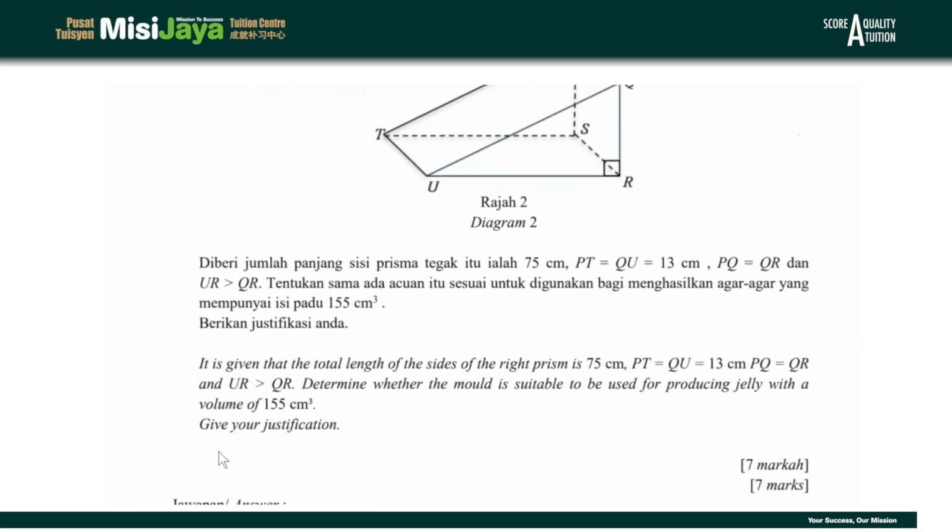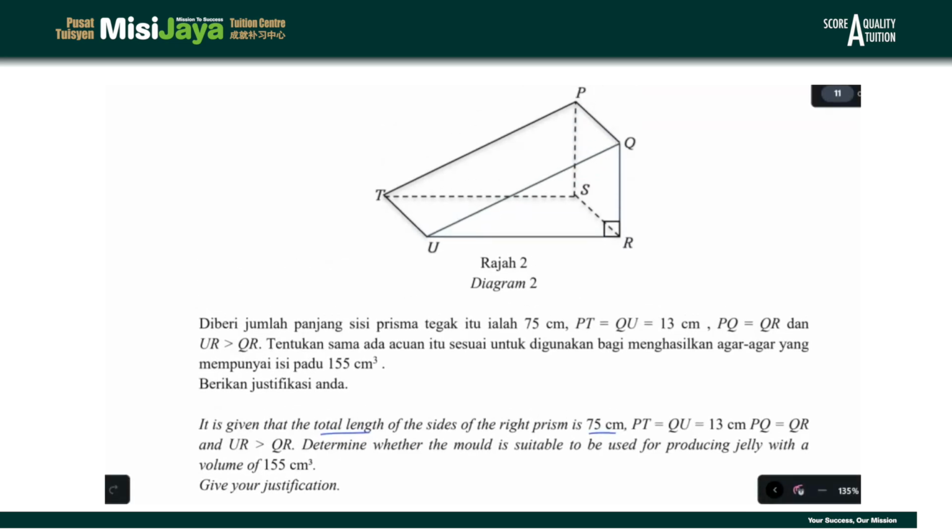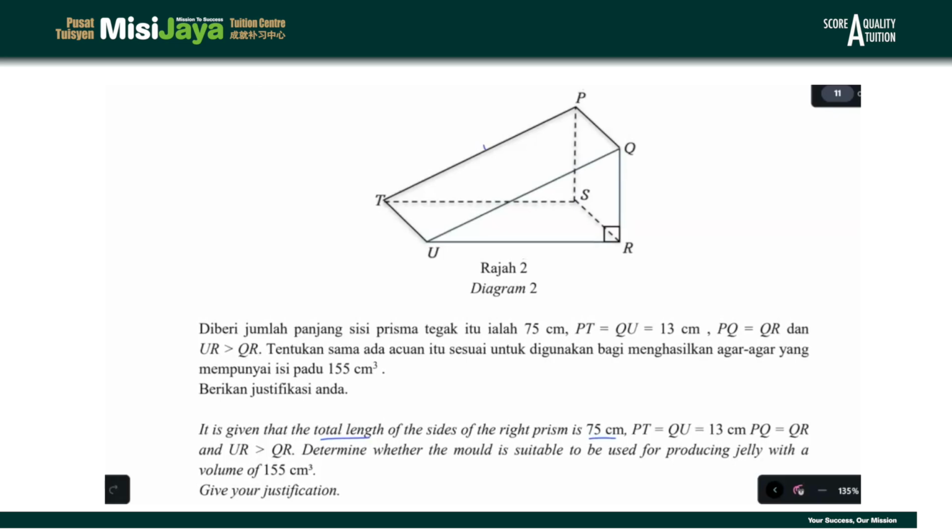It's given that the total length of the sides of the prism is 75 cm and PT equals QU. Where is PT? PT is here, equals QU. So this is 13, therefore this is also 13. Then PQ equals QR.